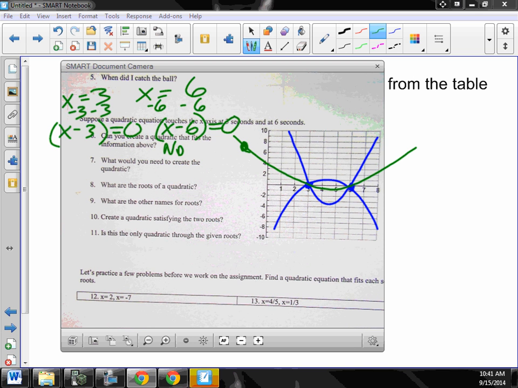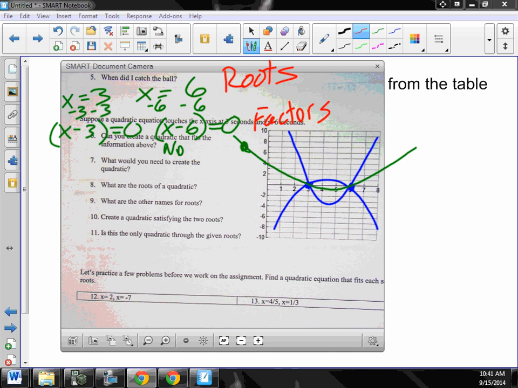So that's the first step today. Take your roots, set them equal to 0, and these are roots, and down below we have what are called factors. So when you set roots equal to 0, you create something called a factor. Now, a factor is just a number that multiplies to be another number. For instance, 12 has 1 as a factor and 2 as a factor. 3 and 4 are also factors of 12.